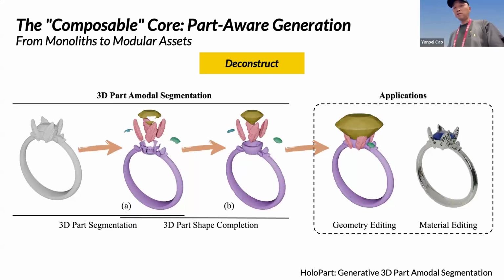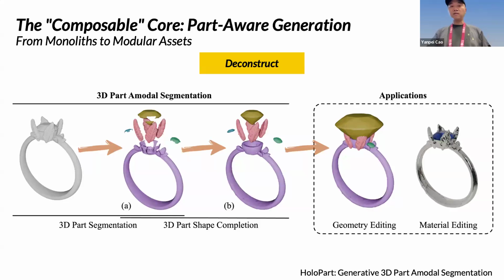The core of making composable assets is to think about structure first. The whole process follows a three-part logic: deconstruct, generate, and assemble. Let's kick off the deconstruct stage. This is powered by HoloPart, which stands for generative 3D part segmentation. When you look at a 3D scan or generated 3D shape, deconstructing it into meaningful parts isn't just about segmenting the visible surface patches.